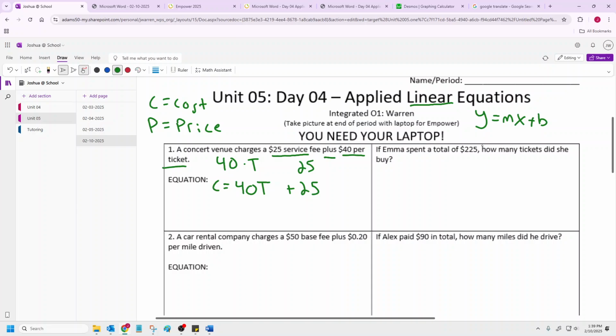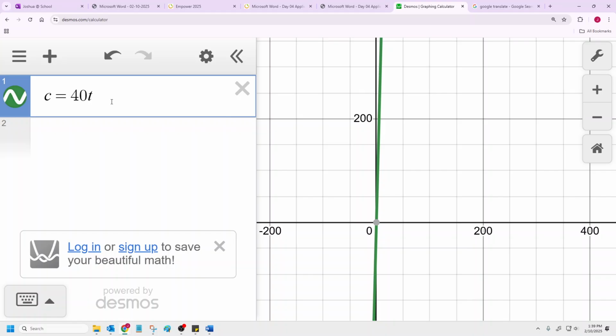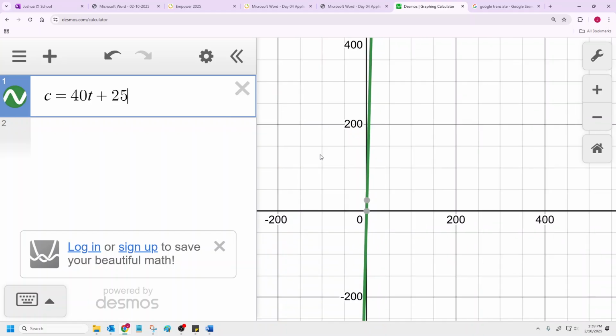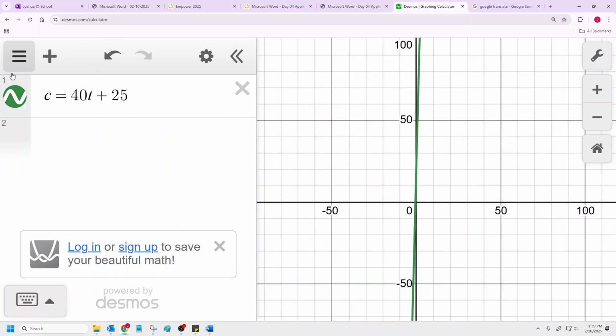Now, this may not look very cool, but check it out. y equals mx plus b. I have a C, I have an m, I have another variable, and then I have my b over here. I'm going to show you something in Desmos. Here's the deal. When I write in Desmos, watch this. C equals 40t plus 25. Do you see that? Technically, Desmos will graph this.